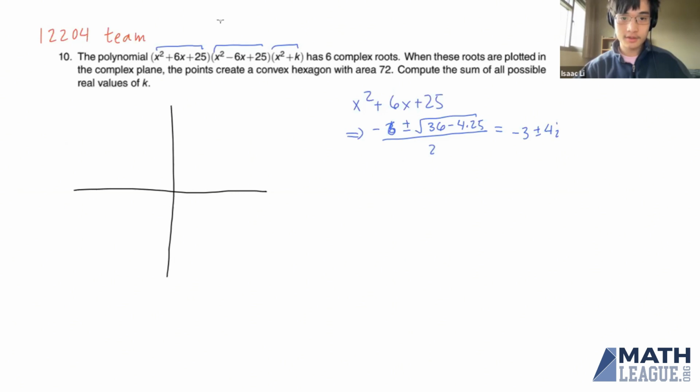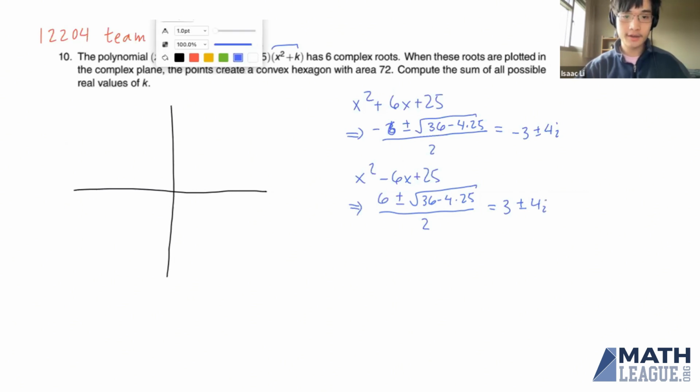And then you can do similarly x squared minus 6x plus 25. Its roots are, this time this is 6, plus or minus the square root of 36 minus 4 times 25, over 2, which equals 3 plus or minus 4i.